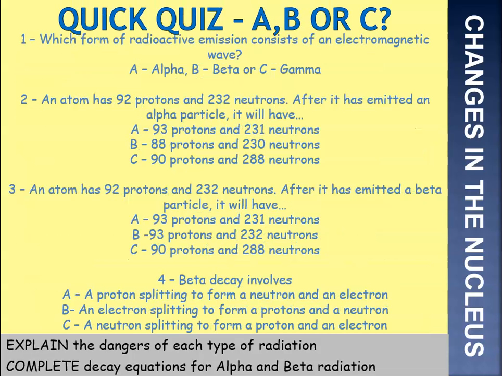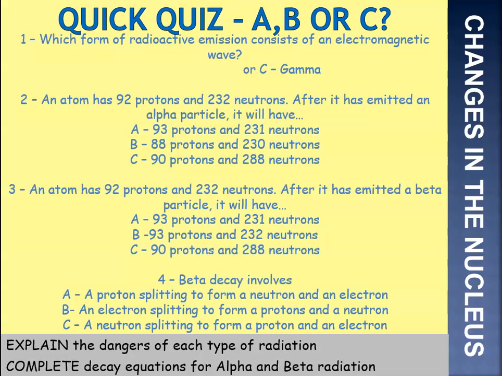Okay, quick quiz, 4 questions here. Answer for each one is A, B, C or D. Pause the video and attempt to answer those questions. Okay, question 1. Which form of radioactive emission consists of an electromagnetic wave? Alpha, beta or gamma? The answer is gamma.